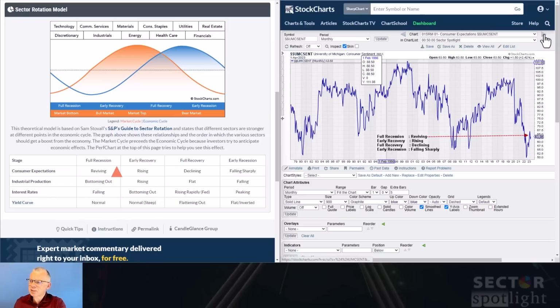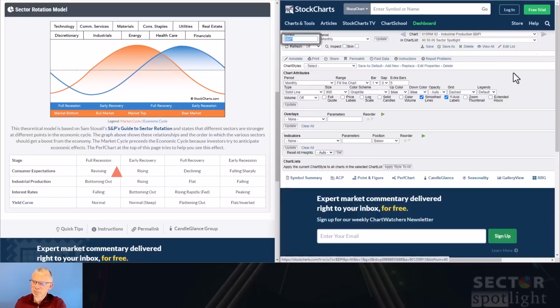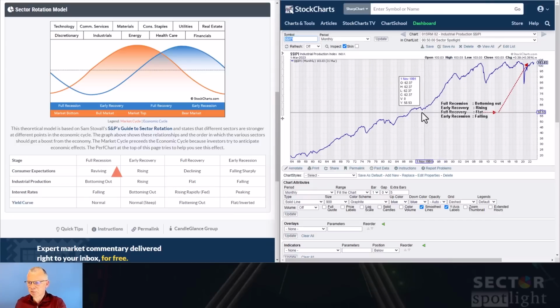Now the next of these macroeconomic indicators is the industrial production. And here we need to choose from bottoming out, rising, flat, or falling. And here I am pretty confident that we're flat. I mean, we're right at the level where we peaked in 2007, and again in 2014, and again in 2018, and a couple of months ago. So I'm going to say this is flat.